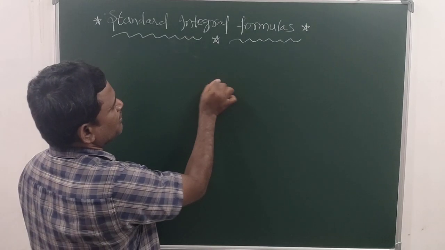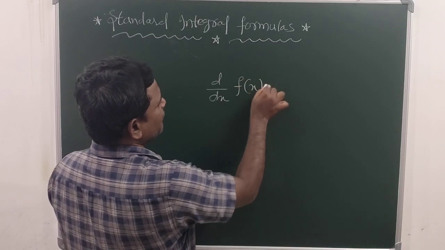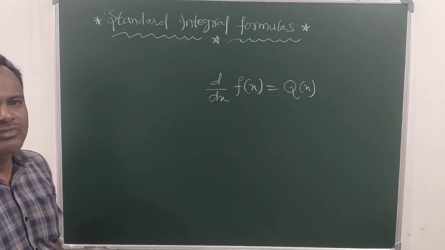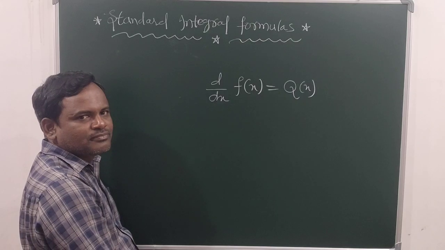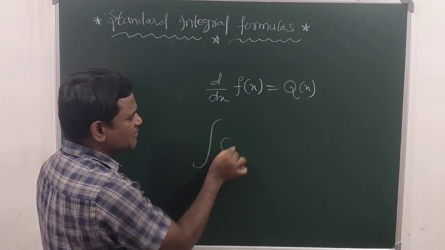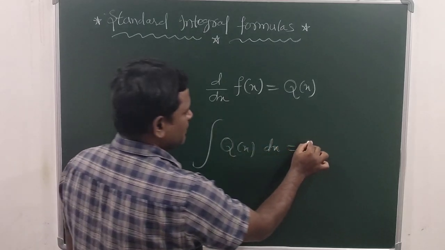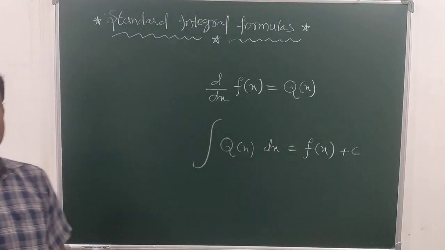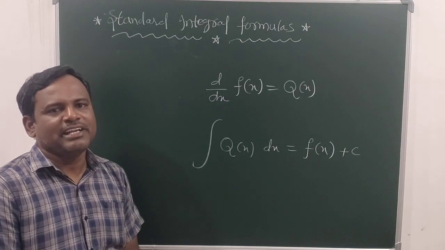For example, see, if you find the derivative of f of x, we may get a new function, let it be q of x. So what it is? Derivative of this function. After that, if you do the integral of this function, then we get this f of x. And here we add a constant c. So this is the general meaning of an integration.